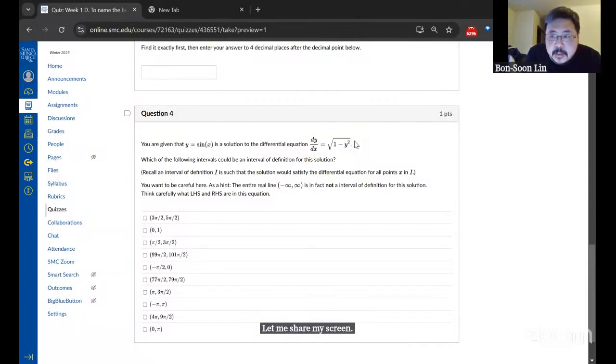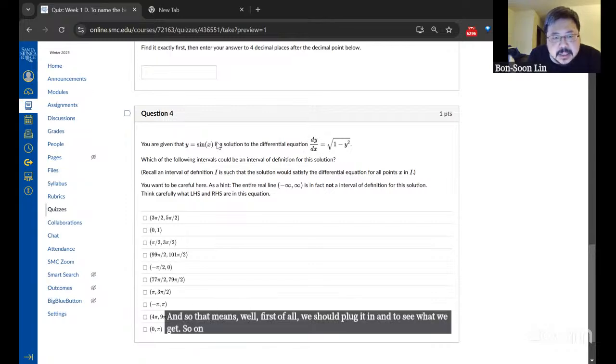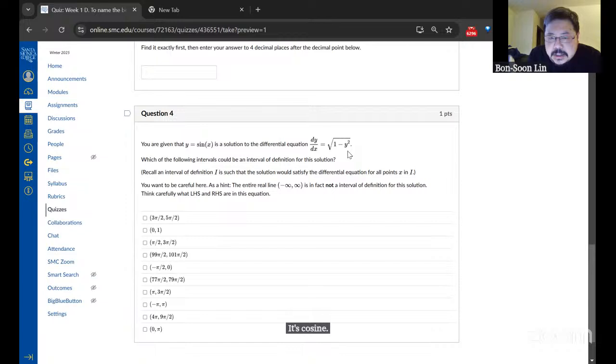This problem? Yes. Okay. So you're given that y equals a sine is a solution to this, right? Yes. And so that means, well, first of all, we should plug it in to see what we get. On the left side, if you plug in sine into dy/dx, what do you get? What is the derivative of sine? It's cosine.